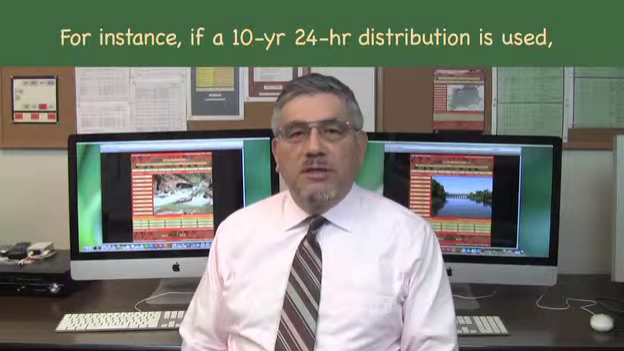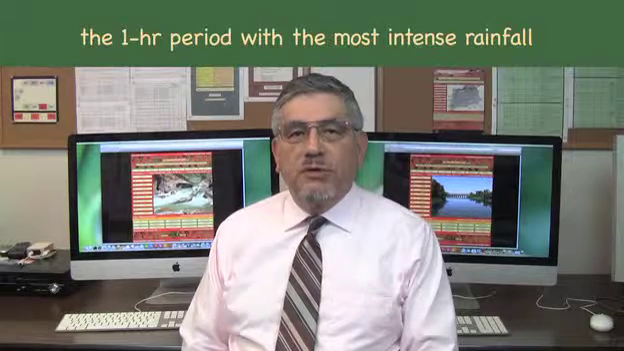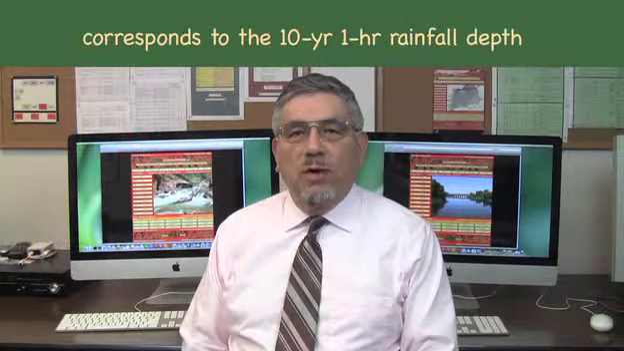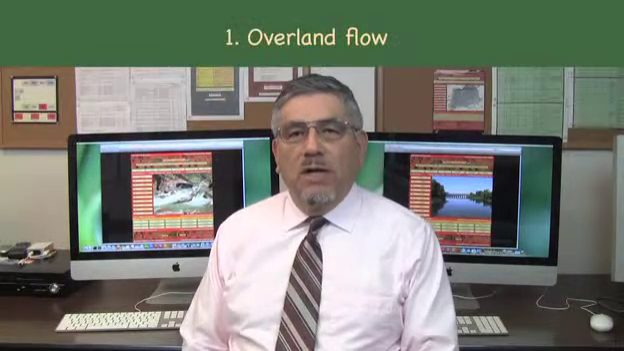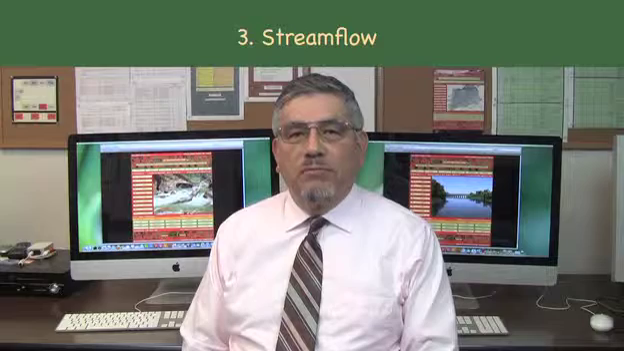For instance, if a 10-year 24-hour distribution is used, the 1-hour period with the most intense rainfall corresponds to the 10-year 1-hour rainfall depth. TR55 uses the curve number method to abstract total rainfall. In addition, TR55 includes procedures to calculate the time of concentration for 1. Overland flow, 2. Shallow concentrated flow, and 3. Stream flow. Shallow concentrated flow is a type of surface flow of characteristics in between those of overland flow and stream flow.